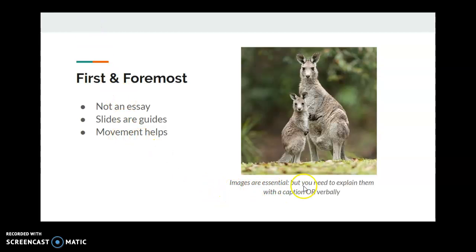Finally, as you can see here, I break the rules, but that's because it has to do with an image where I put exactly what I want to say. Images are essential, but you need to explain them with a caption or verbally. This is a picture of a mom and baby kangaroo.